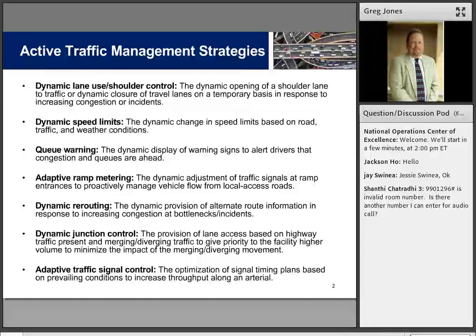So dynamic shoulder use is one of the suite of strategies of active traffic management. And active traffic management is used to manage congested roadway conditions utilizing advancements in computing and communication capabilities to monitor real-time conditions and implement performance-based solutions.